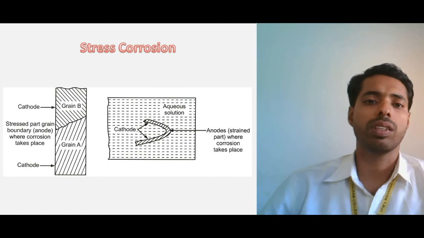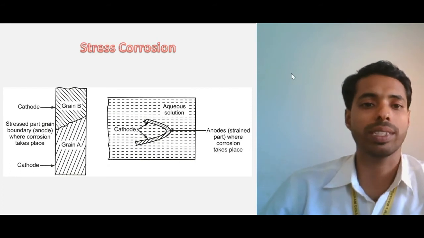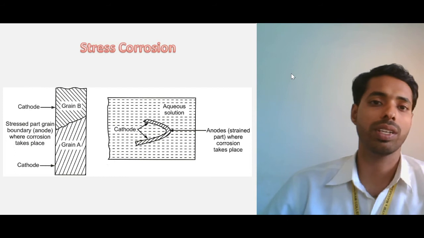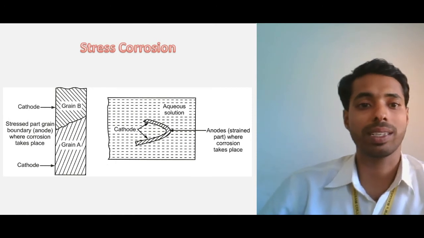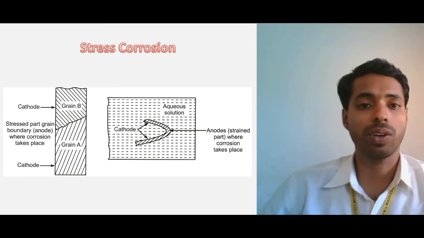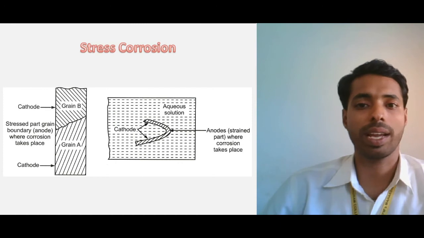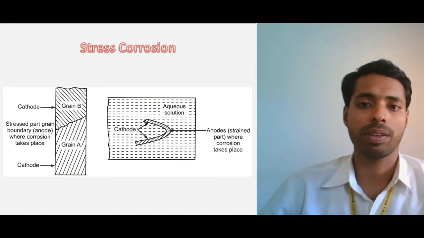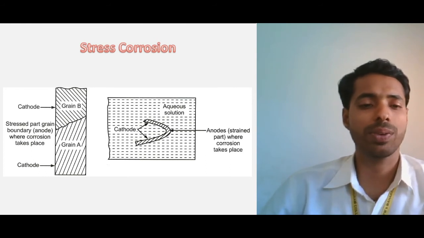Now the next type of electrochemical corrosion is stress corrosion. This is the combined effect of static tensile stress and the corrosive environment. This type of corrosion can also be seen in fabricated alloys because of the working done on those alloys. That may be internal working or external working. Internal working may include rolling or drawing, etc., and external working may be like bolting or clamping, etc. But pure metals are relatively resistant to stress corrosion.